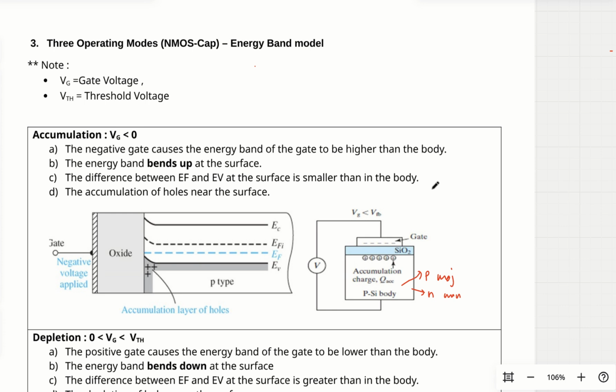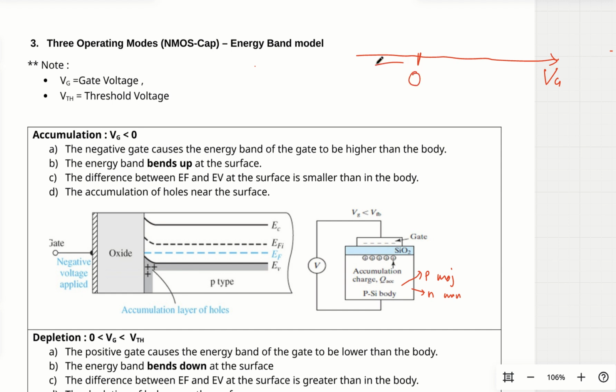In this video, we will learn the energy band model for the three operating modes in the MOS capacitor. In the previous video, we have already seen what happens when we increase the VG. When we change the VG, the MOS cap will have three different modes.